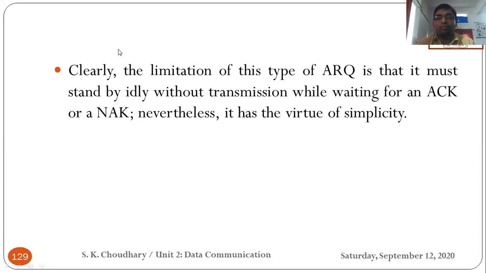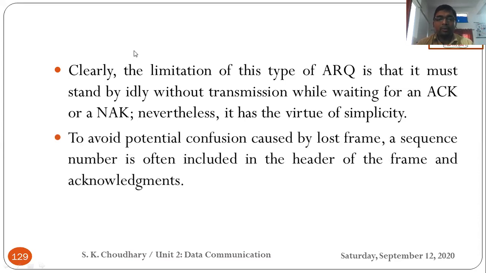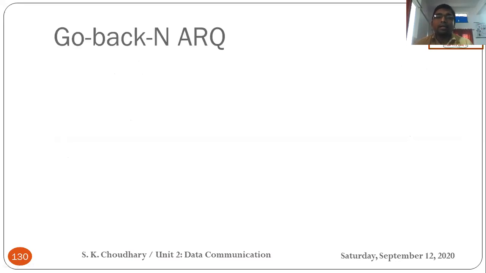But the other point is that it is very simple in structure. This is one of the benefits of the stop and wait ARQ system. And to avoid the potential confusion caused by a lost frame in between the transmission, a sequence number is often included in the header of the frame and the acknowledgement. So we always have to mention it. That's why in the diagram I mentioned 1, 2, 3 like this. Otherwise, the receiver does not come to know which particular data packet has been lost or which particular data transmission has to be retransmitted.